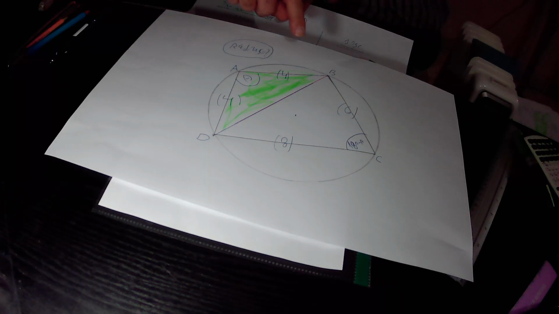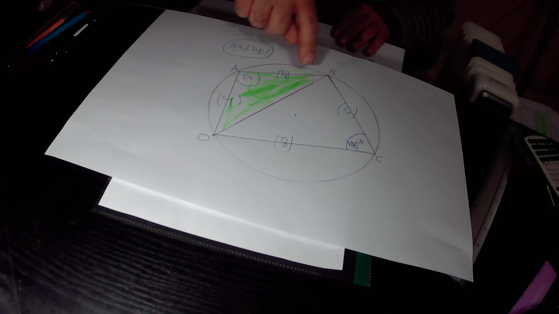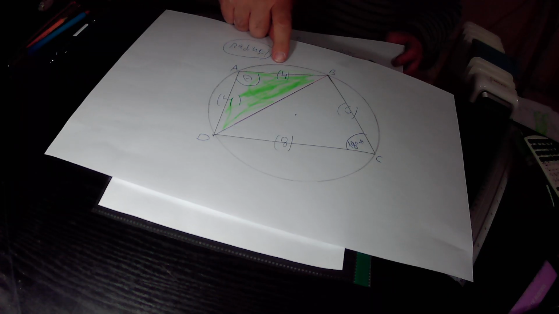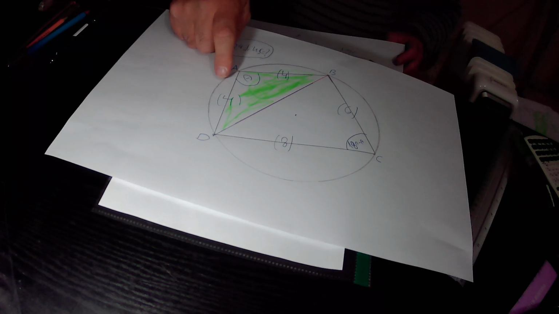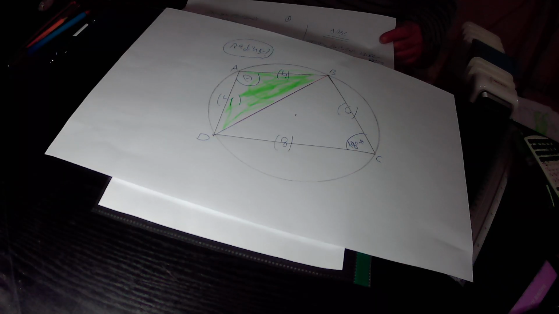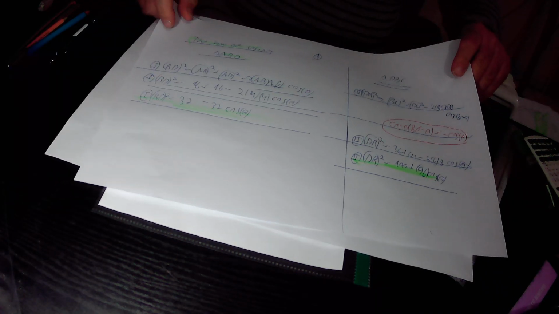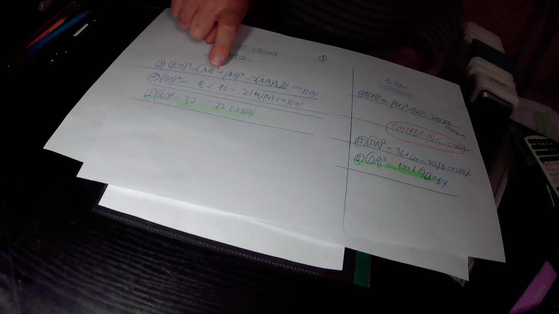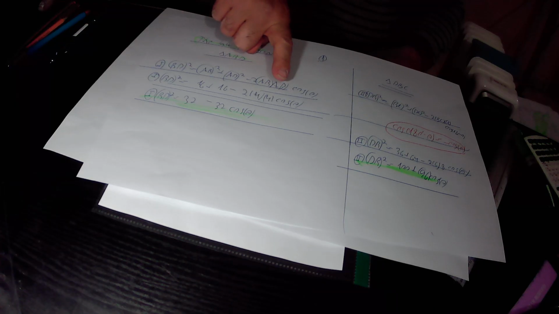So BD is the missing side, so BD squared equals AB squared. AB is 4, therefore AB squared is 4 squared, that is 16, plus AD squared. AD is 4, therefore AD squared is 4 squared, that is 16, minus 2 times AB, that is 4, times AD, that is also 4, times cosine theta. So BD squared equals 16 plus 16, minus 2 times 4 times 4 times cosine theta.